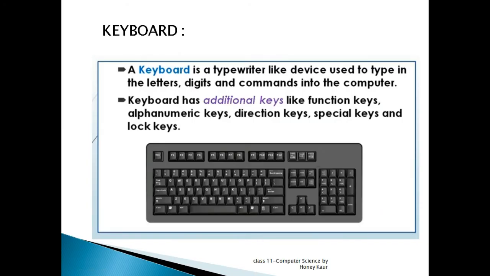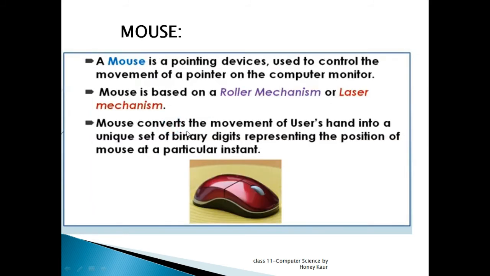Coming to keyboard, a keyboard is like a typewriter. It is a typewriter-like device used to type letters, digits, commands, etc. So keyboard looks like this, with caps lock, function keys, enter, delete, print screen, numbers, alphabets, and many different types of keys. Keyboard has additional keys like function keys F1 to F12, alphanumeric keys A to Z, 1, 2, 3, direction keys left, right, up, down, special keys like comma, space, full stop, and lock keys to lock the system.